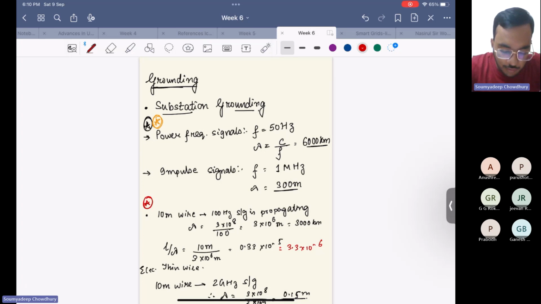We were discussing grounding in the previous class, the different types of grounding, like substation grounding, in which I had talked about how the grounding mechanisms for different kinds of signals are different. It depends on the frequency of the signal, right? For power frequency, the frequency is 50 hertz, and we have a wavelength in the order of 6,000 kilometers, whereas for impulse signals, which are very high frequency signals, we have much lower wavelengths.